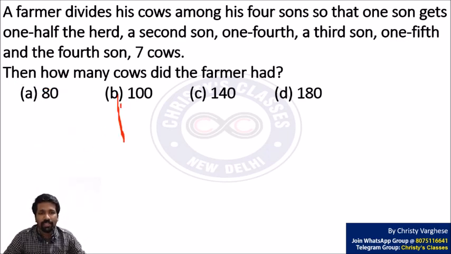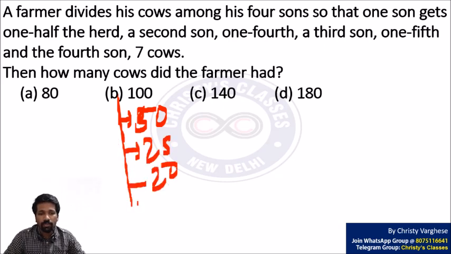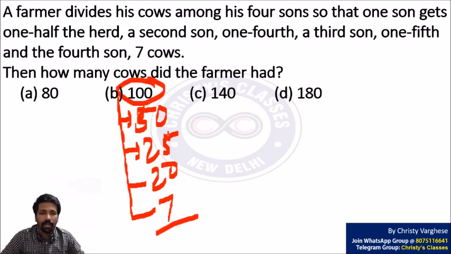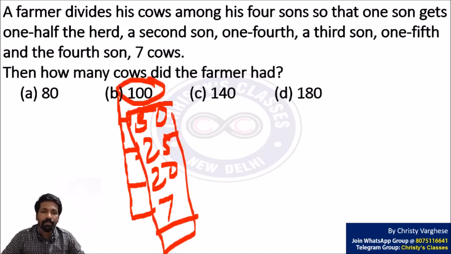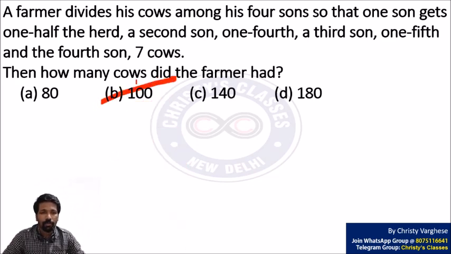If option B is the answer, farmer had 100 cows. That means first son is getting 50 cows, half of it. Second son is getting 25 cows. Third son is getting 20 cows. Fourth son is getting 7 cows. Now check whether it is adding up to 100 or not. It is not adding up to 100. 50 plus 25, 75. 102 you will get. Farmer had only 100 cows, but when adding up all these things, you are getting more than 100. That is a contradiction again. So option B is also not the answer.